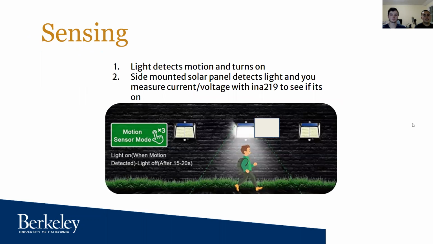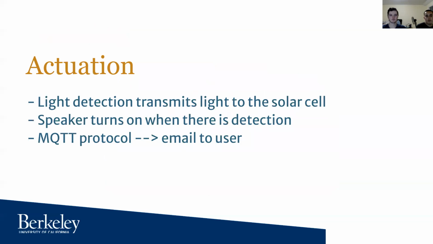So for sensing, in a way, this goes about with two different solutions. First, we use the built-in motion sensor in the garden solar light to detect when someone's passing by. That causes it to then flash its own light, which shines on our solar cell. And we use the ME219 to detect voltage. With that, then we can complete and go into the actuation phase.